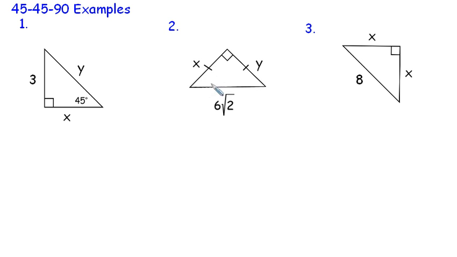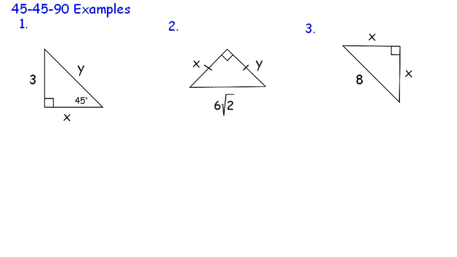Number 2 is an isosceles right. 2 congruent sides, so that means these base angles have to each be 45. And then on the last one, both of the legs are labeled X, which means they have to be the same length. So it's another way of labeling it isosceles right. So this would have to also be a 45, 45, 90 triangle.